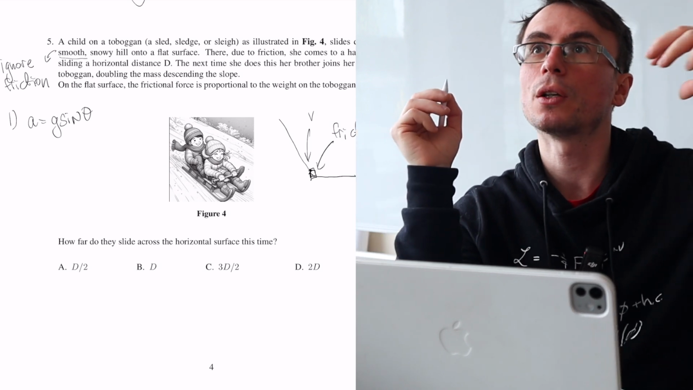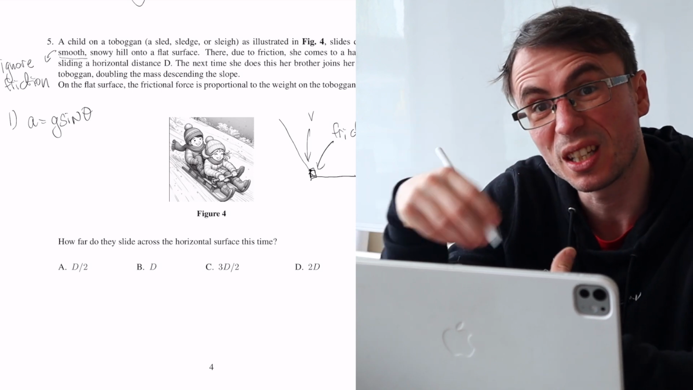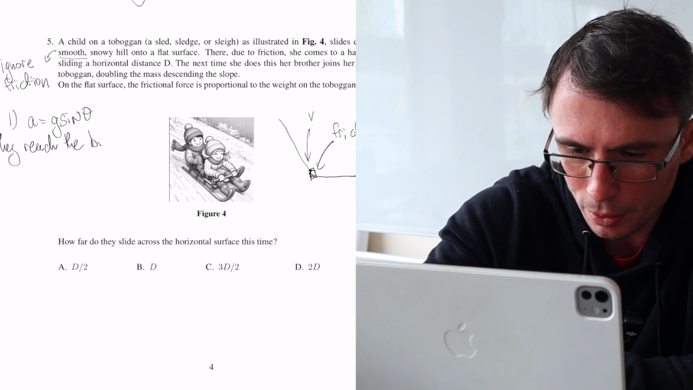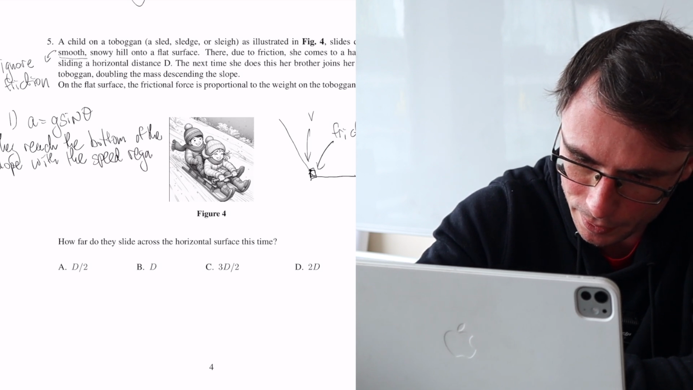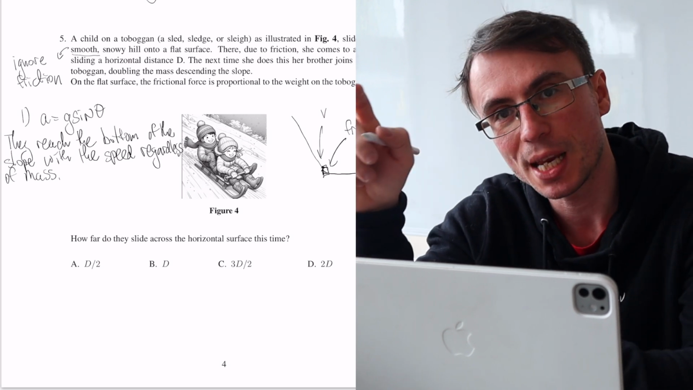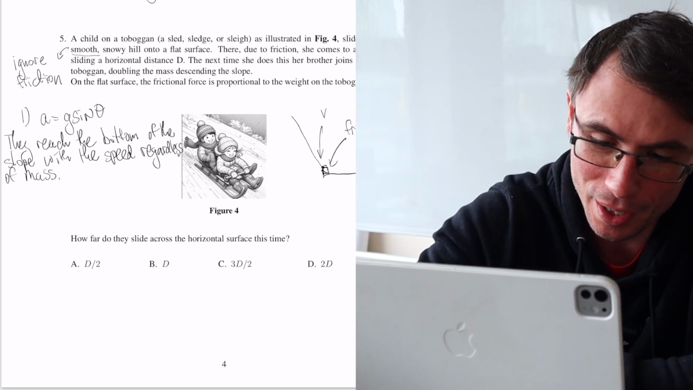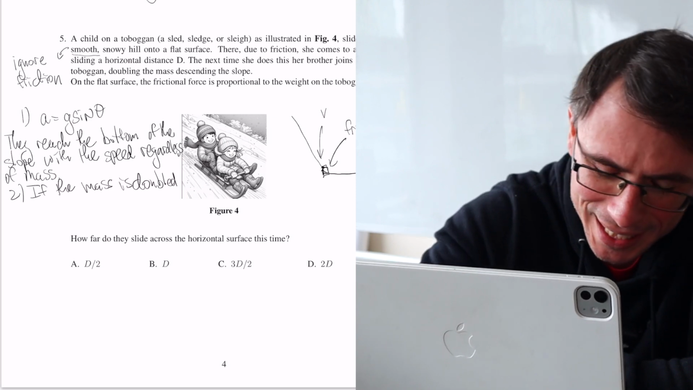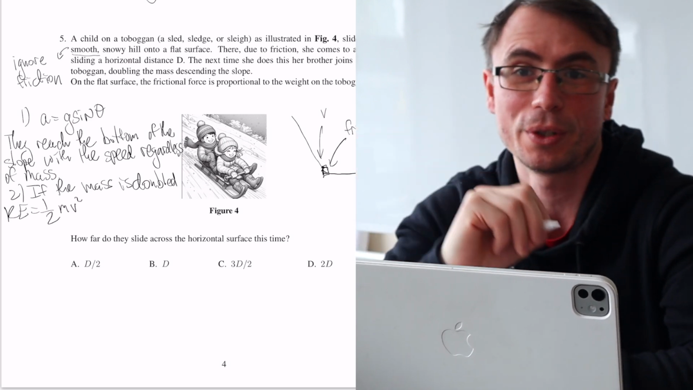How far they slide along the horizontal surface is determined by the work done by the resistive forces. Let's even write this down. So they reach the bottom of the slope with the same speed regardless of mass. The trick though is that even though they reach with the same speed, if the mass is doubled, the energy in the system has also doubled. So if the mass is doubled, the kinetic energy, which is just a half mv squared, has also doubled.